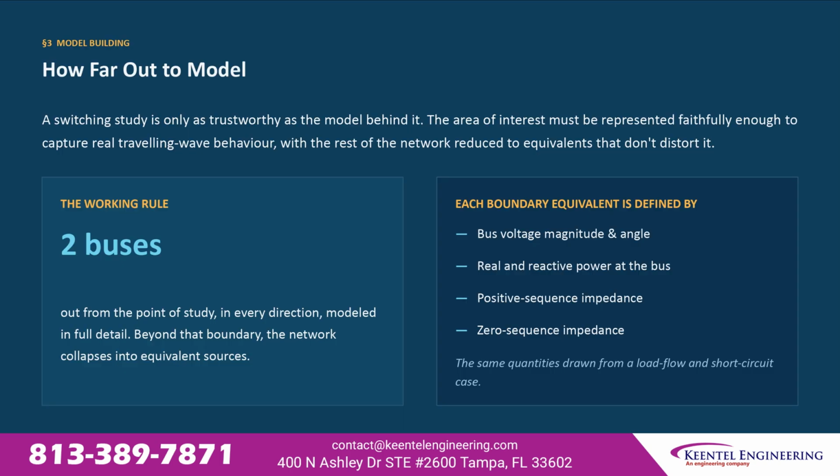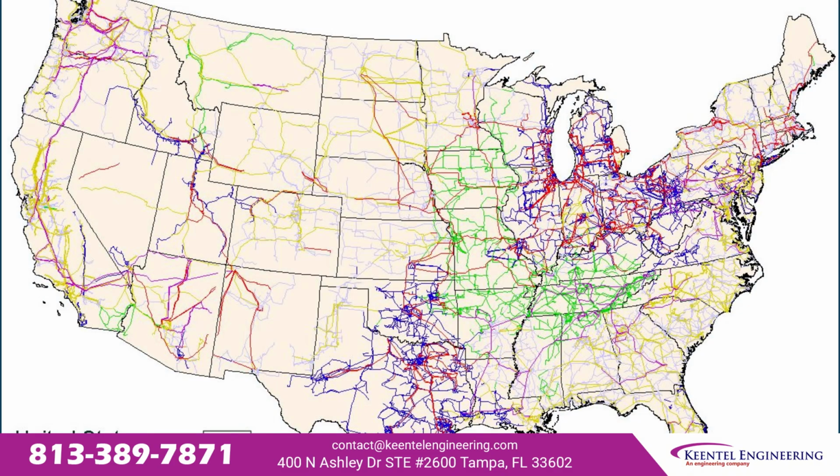The working rule is 2 buses out from the point of study in every direction, modeled in full detail. Beyond that boundary, the network collapses into Thevenin equivalent sources. Each boundary equivalent is defined by bus voltage magnitude and angle, real and reactive power, and both positive sequence and zero sequence impedance, drawn from a load flow and short circuit case. Cutting the model boundary too close is the most common error in switching studies. The traveling wave must have room to interact with real network topology before hitting an equivalent. Otherwise, the model will misrepresent the overvoltage.